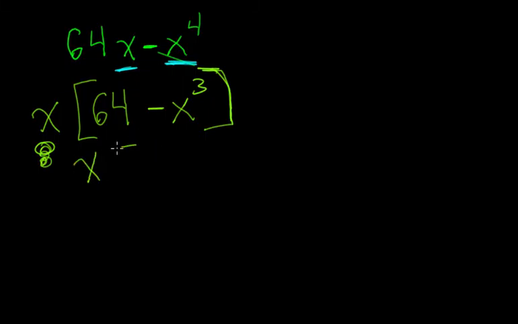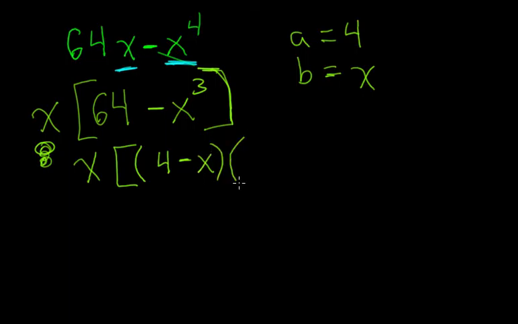So using my pattern, my a is 4, because the cube root of 64 is 4, and my b is x, because the cube root of x cubed is x. It's negative, so I'm going to have 4 minus x times 4 squared, which is 16, plus, because the sign changes, 4x plus x squared.